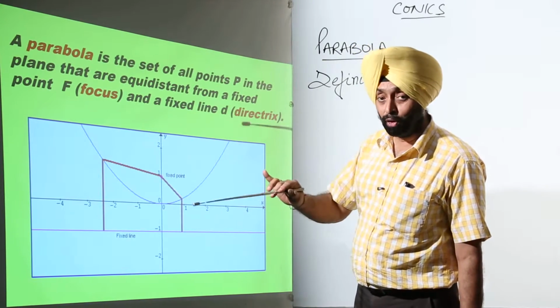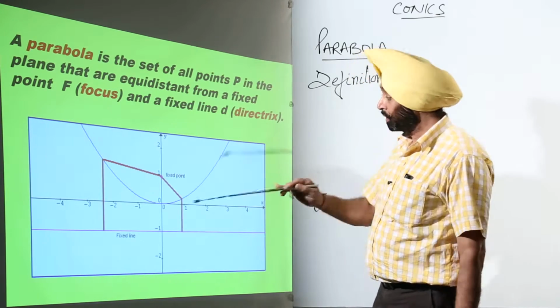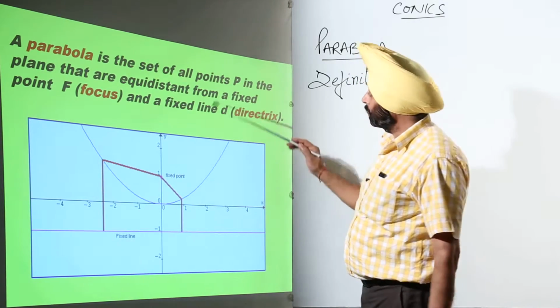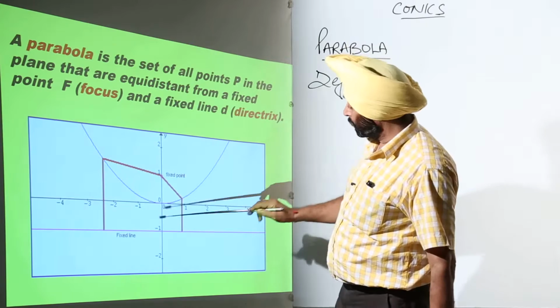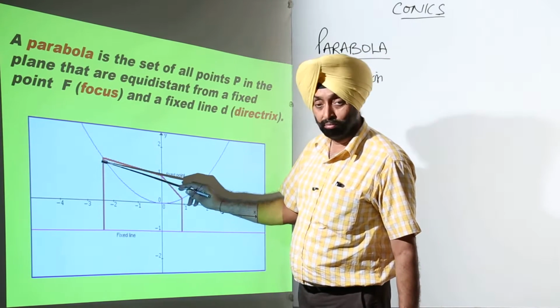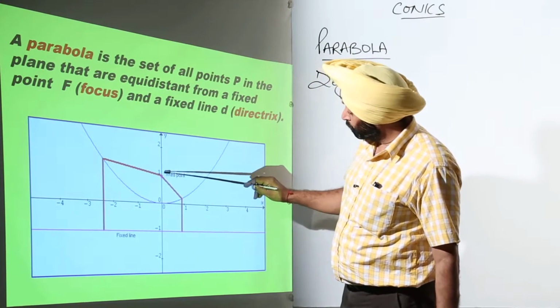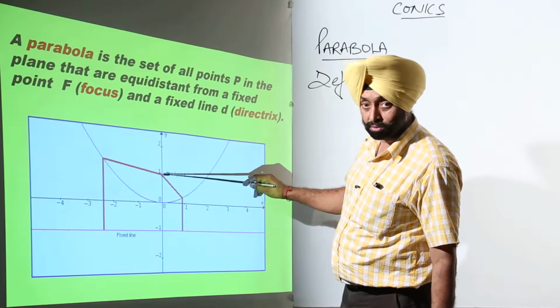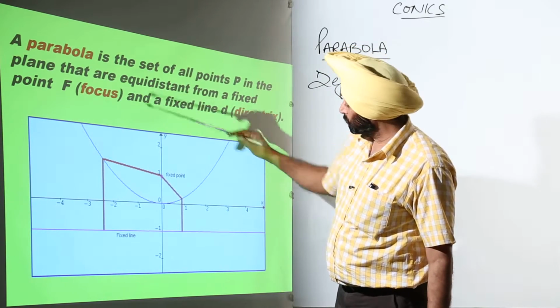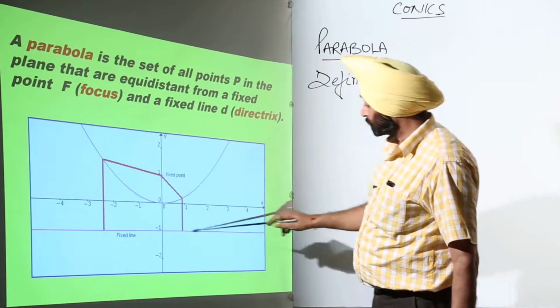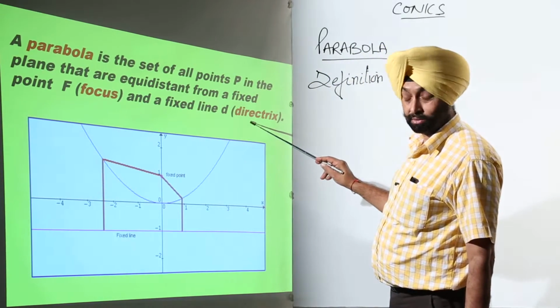Now all the points, I am just going to show you one more diagram. Here we have only one single diagram. All the points P in the plane. Now this is a point P. This is a fixed point, called the focus, F. This line is the fixed line, called the directrix.